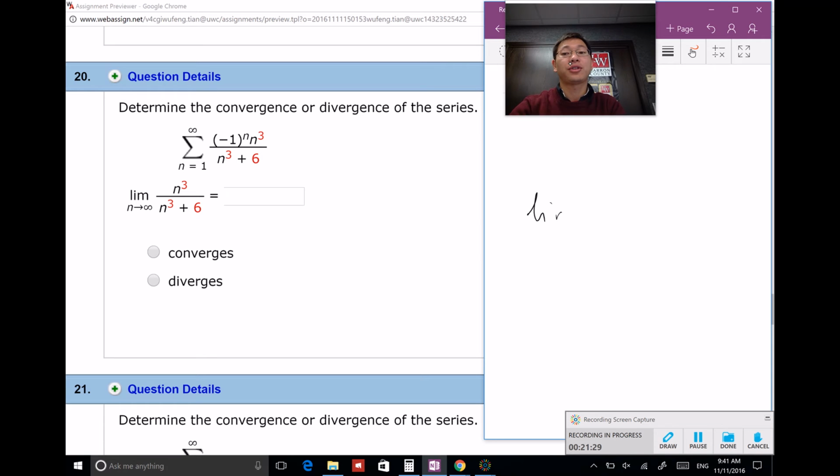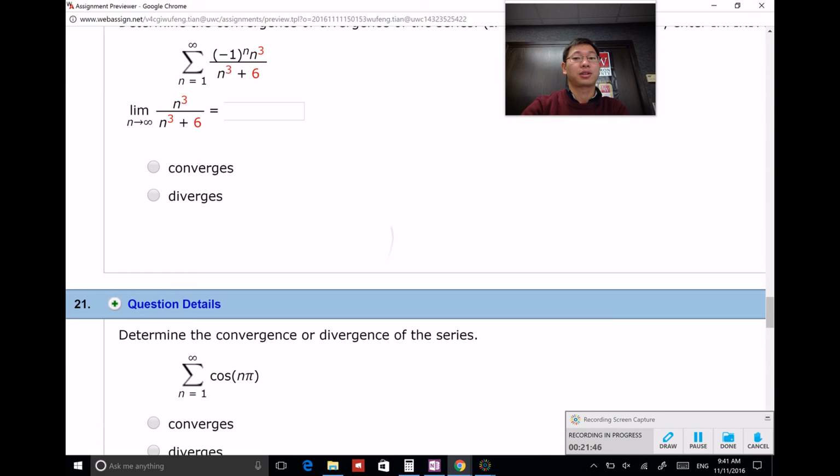Because we're using the nth term test, if I use the nth term test, the limit as n goes to infinity of an will equal n cubed over n cubed plus 6. The 6 doesn't change anything. We just compare the coefficients because they're the same degree. So it's 1, not equal to 0. The nth term is not equal to 0, so it diverges. Very good.